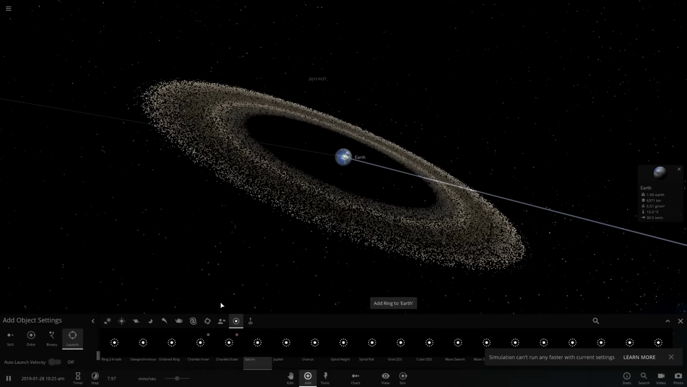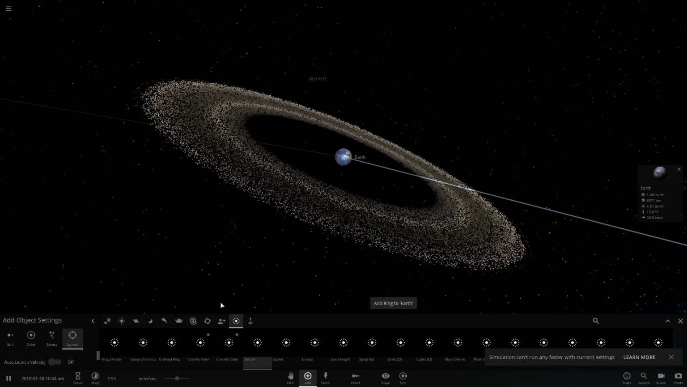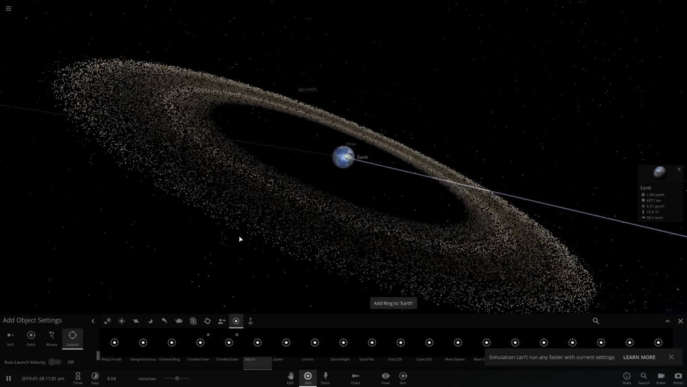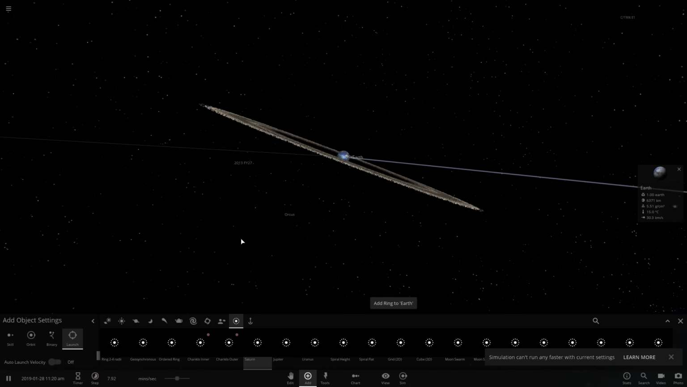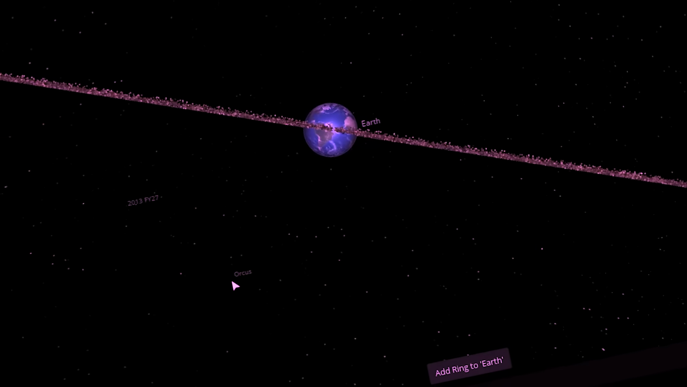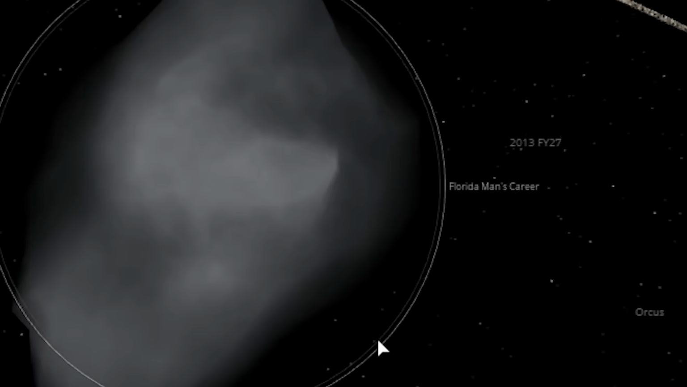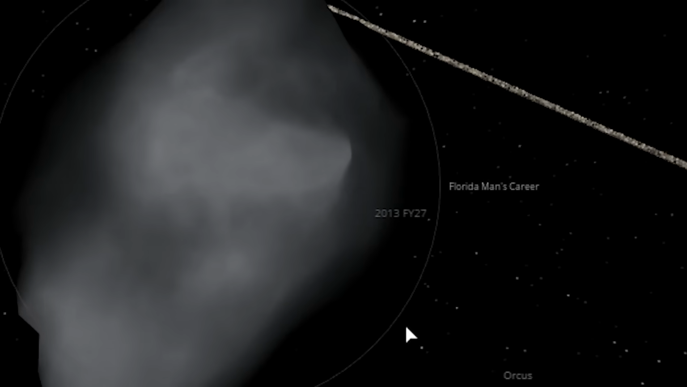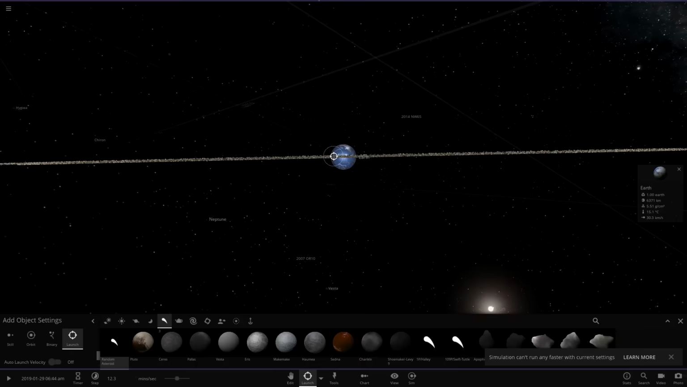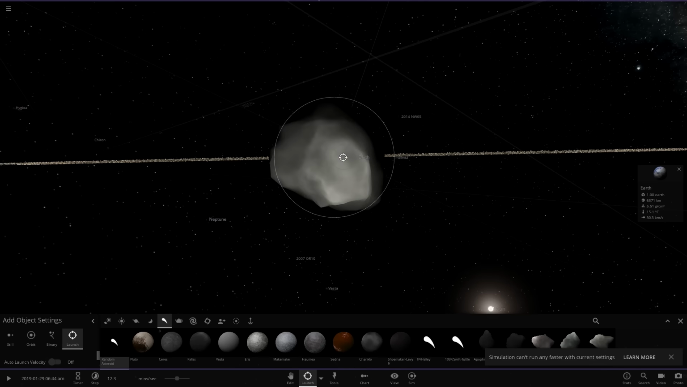Okay, we're not screwing around anymore. I've given Earth 25 times the amount of Saturn rings. They should be much easier to hit this time. Look at that. Getting thicker and everything. All right, Florida Man's career, you got this, baby. Come on, get those rings. Okay, I think I figured out what I'm doing wrong. Clearly, we're not shooting enough of these asteroids.